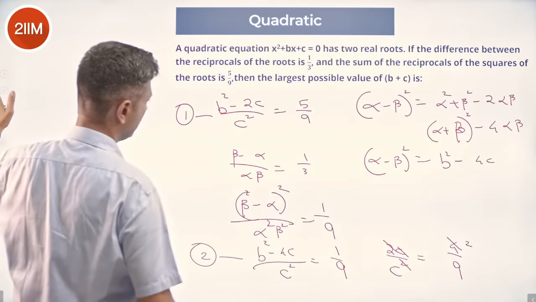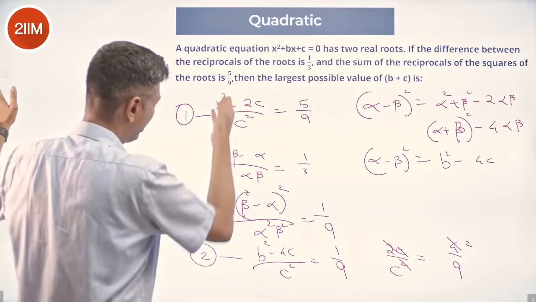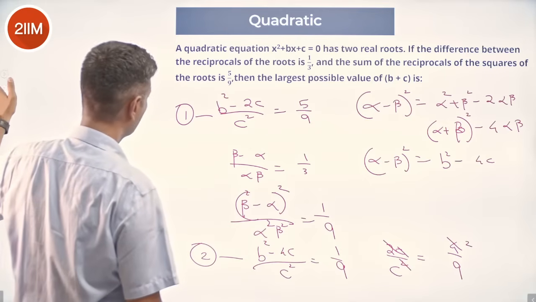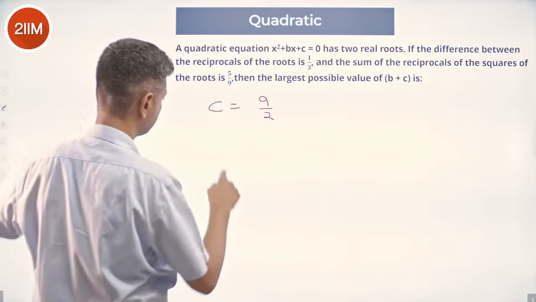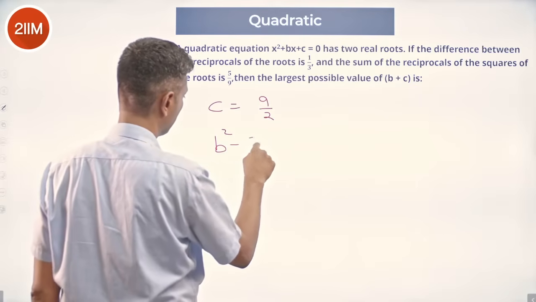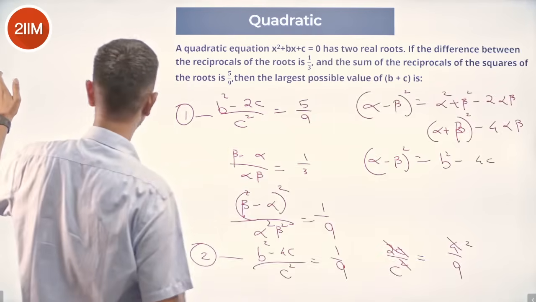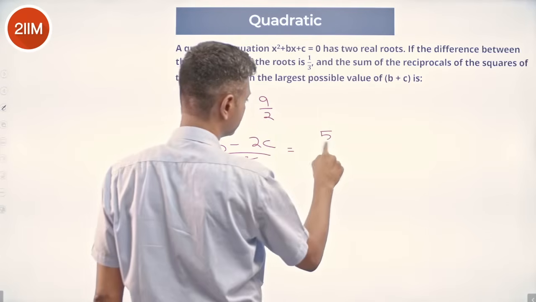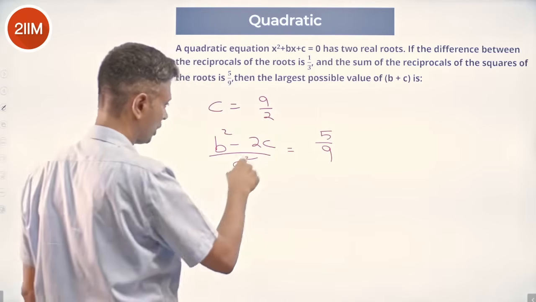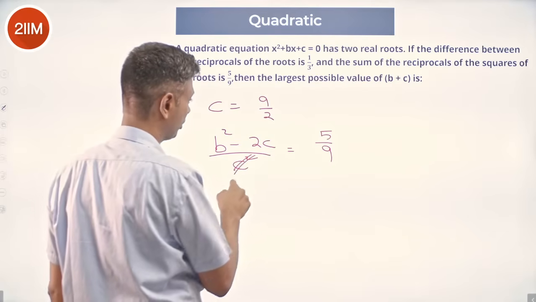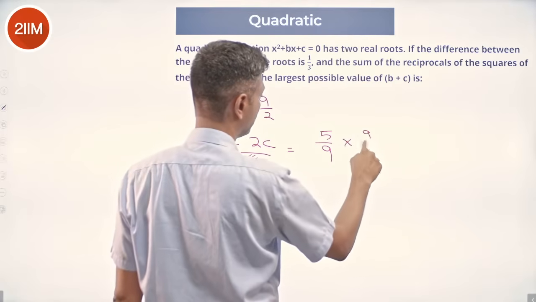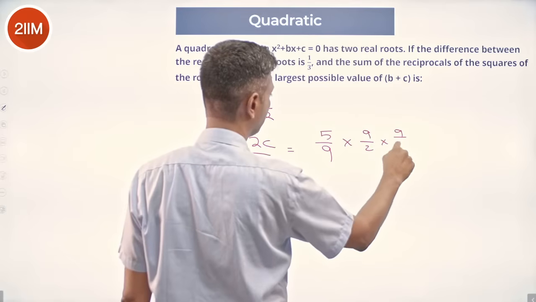Then what do I have? I can substitute in either equation. b square minus 2c by c square equals 5 by 9. I multiply this by c square, so b square minus 2c is 5 by 9 into 9 by 2 into 9 by 2.